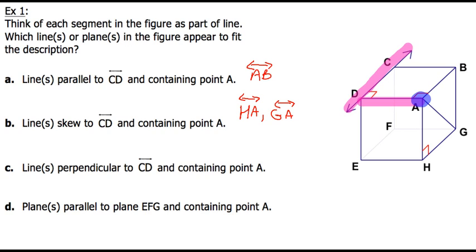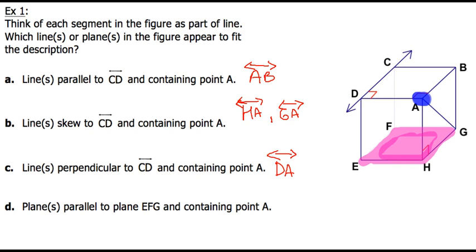Now in part C, we want a line that is perpendicular to CD and contains point A. So based on the way my drawing is, I've only got one actual option because it has to be perpendicular. So what I'm looking for is that little box, that little 90-degree angle that's denoted in the corner of our diagram. And that has to contain point A. So then if we analyze that, that's just going to be line DA.